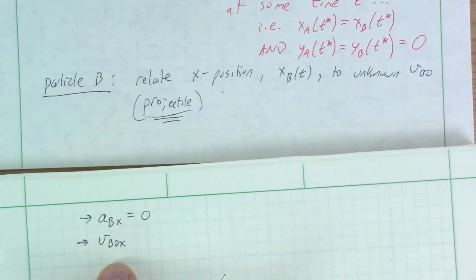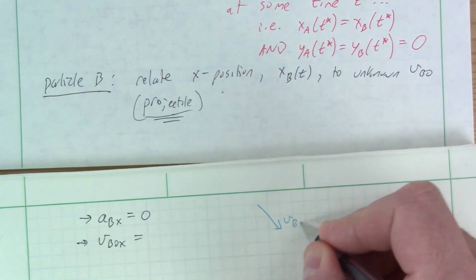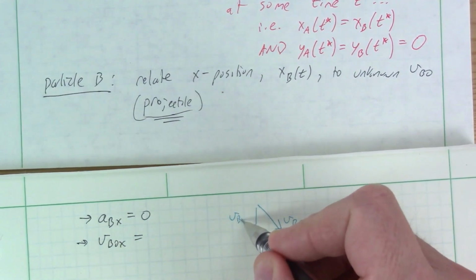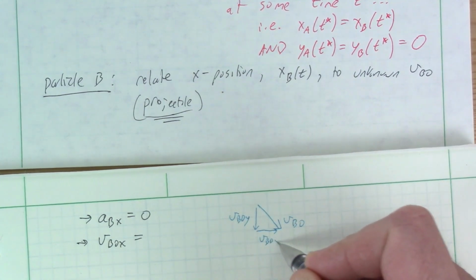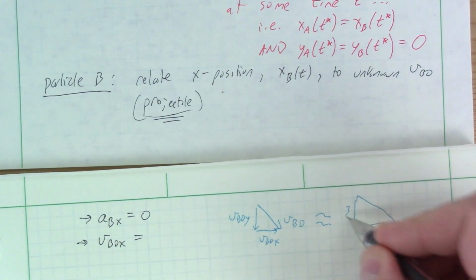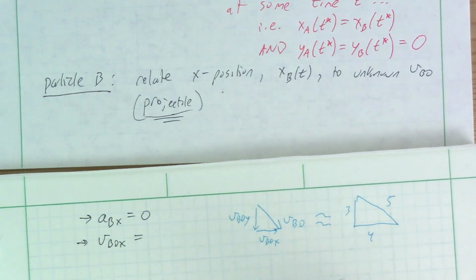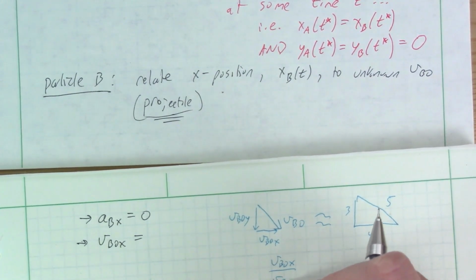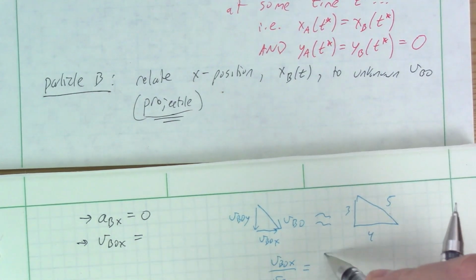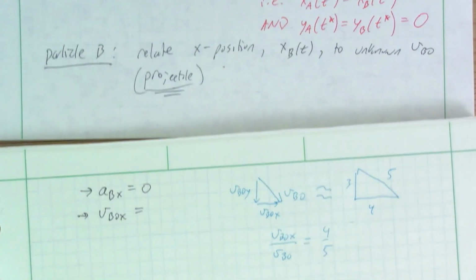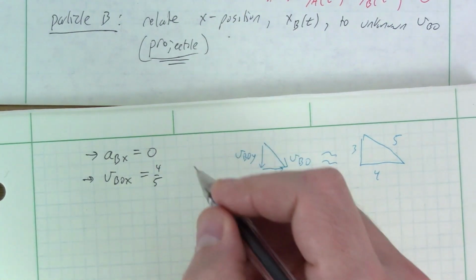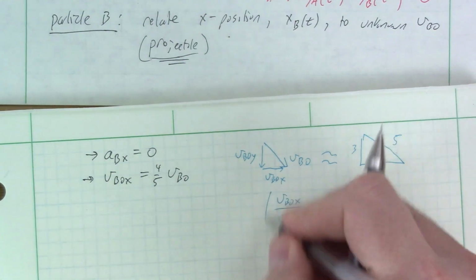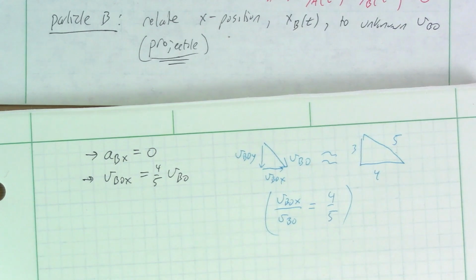Let's see, our initial velocity in the x direction is, well, let's draw out the triangle really carefully. Remember, this is VB naught, this is VB naught y, this is VB naught x, and that's a similar triangle to 3, 4, 5. So we can use that to relate VB naught x. Let's write it down this one time: the ratio of VB naught x to VB naught equals the same ratio over here. So that's 4/5. So we have 4/5 VB naught. And we can do that for y as well: VB naught y is 3/5 of the total magnitude of that initial velocity vector.